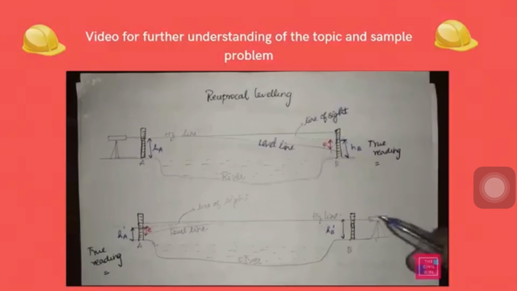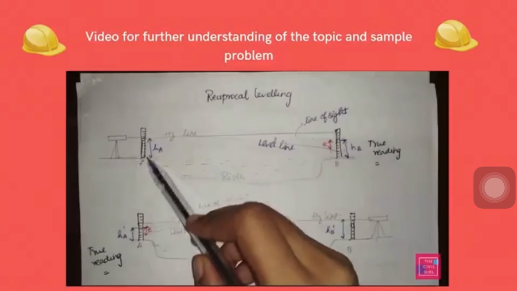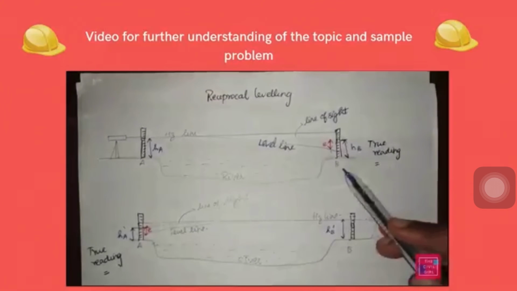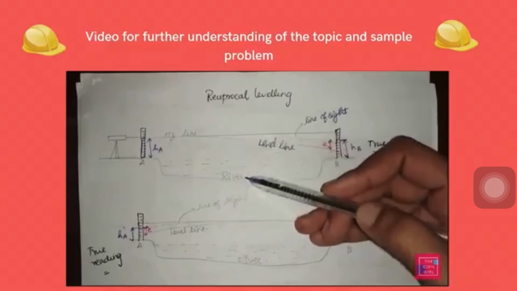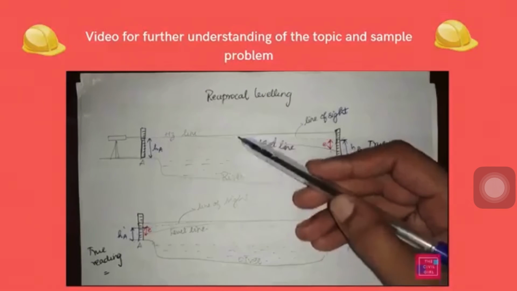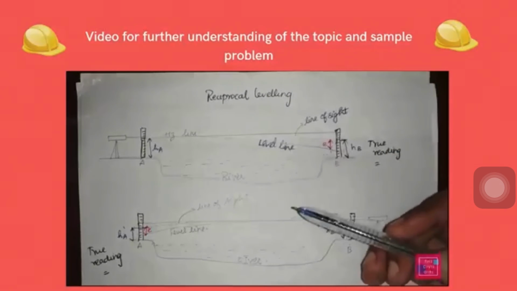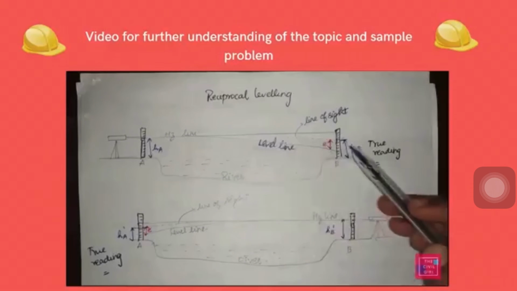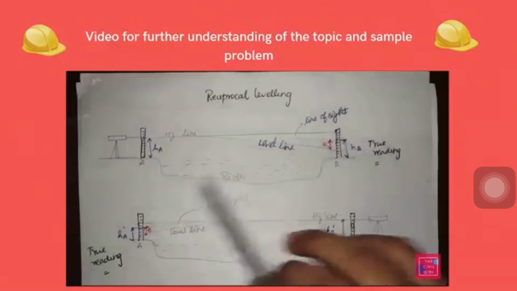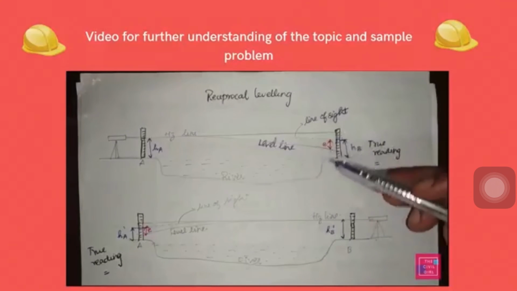We can see that we have a river here. I already know the reduced level at A. I need to find the reduced level at B. Since this is a river, I can't place my leveling staff here. If I can place it here, the distance will be less, and therefore my error due to curvature will also be less. Since this is a river, I have to place it only on the bank. Since the distance is increased, my error due to curvature becomes prominent. This can be eradicated using reciprocal leveling.